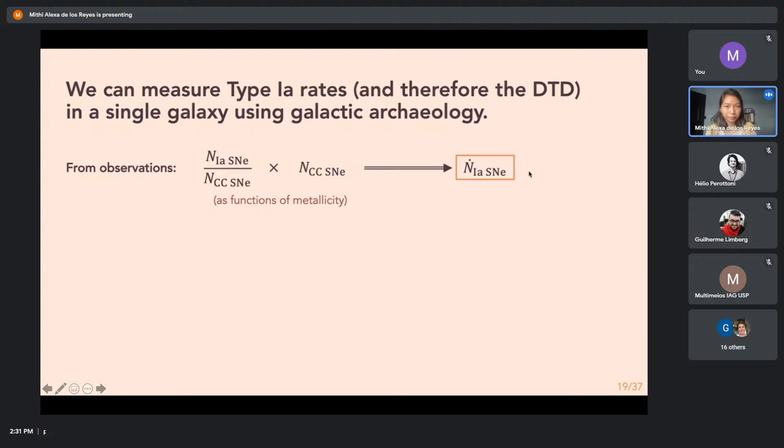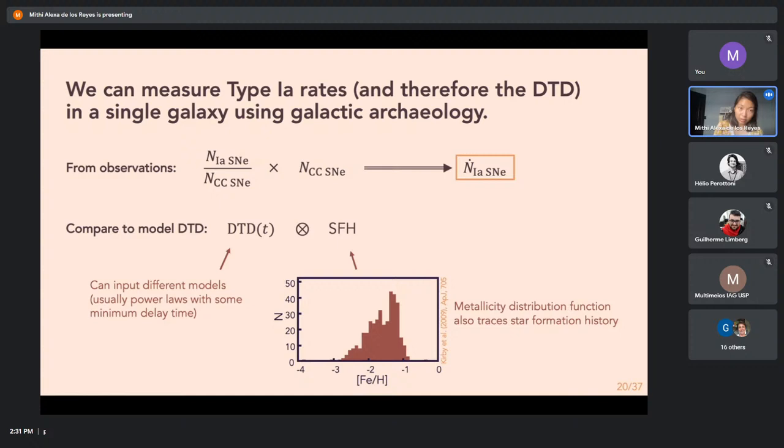And the goal is to then compare this to a model rate. This is our observed rate, and we want to compare it to an expected rate, which we get by plugging in delay time distributions and convolving them with star formation histories, which is again traced by the metallicity distribution function.